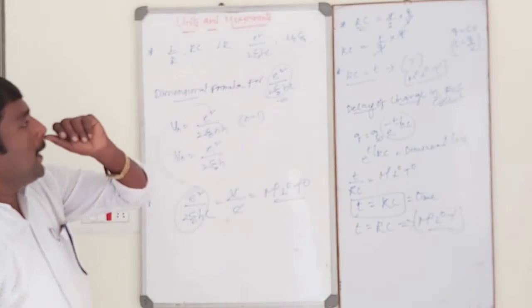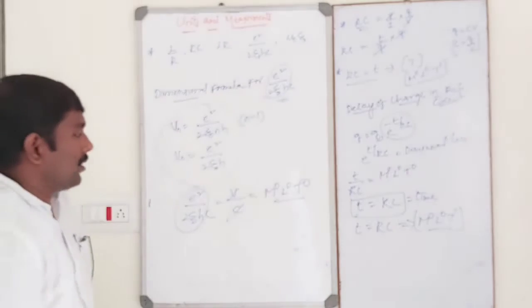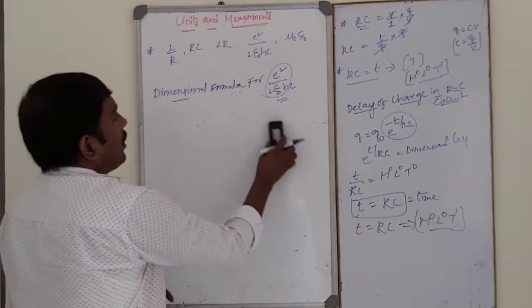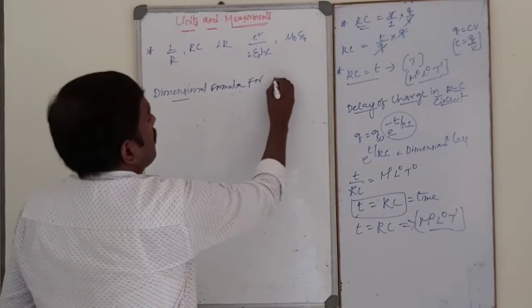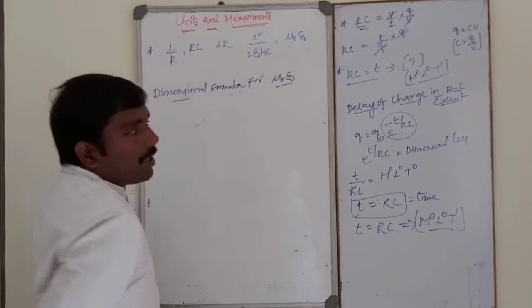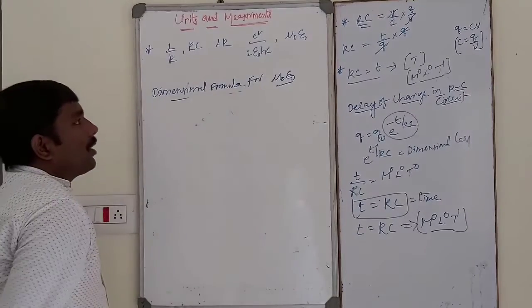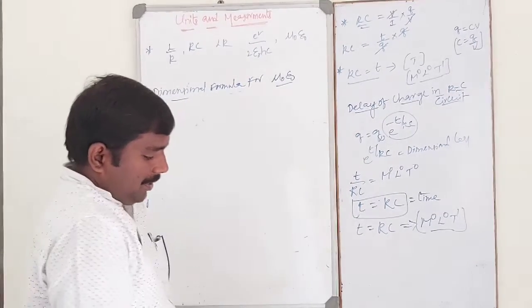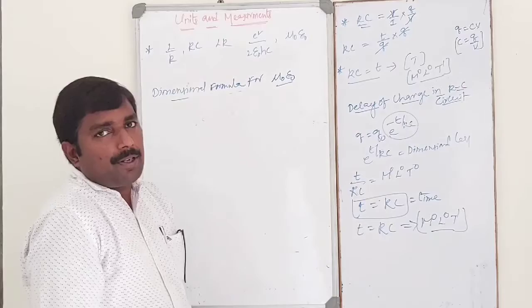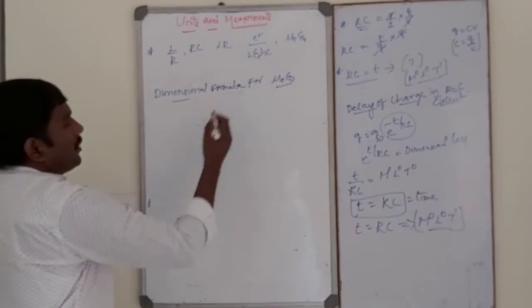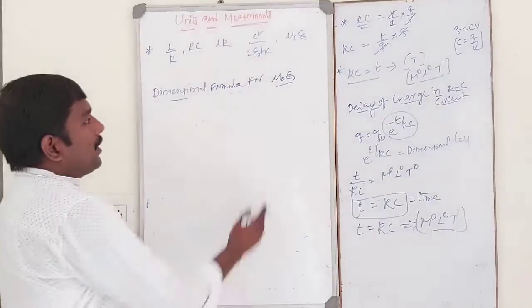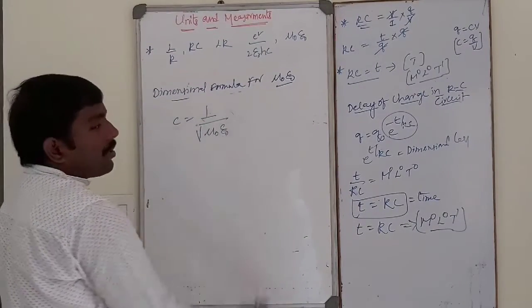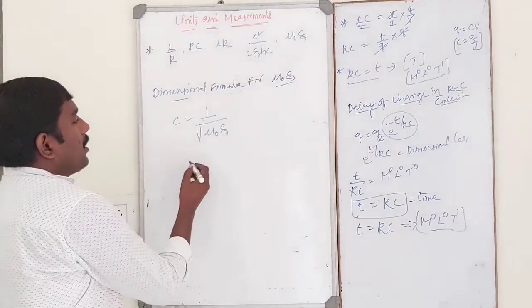Next, another one is mu naught and epsilon naught. The dimensional formula for mu naught and epsilon naught. Dear students, the velocity of light in terms of permittivity and permeability, we already know from the electromagnetic waves chapter. So c is equal to 1 divided by square root of mu naught epsilon naught.